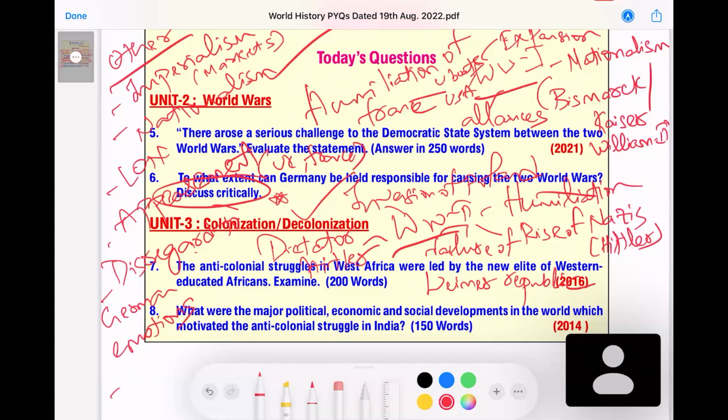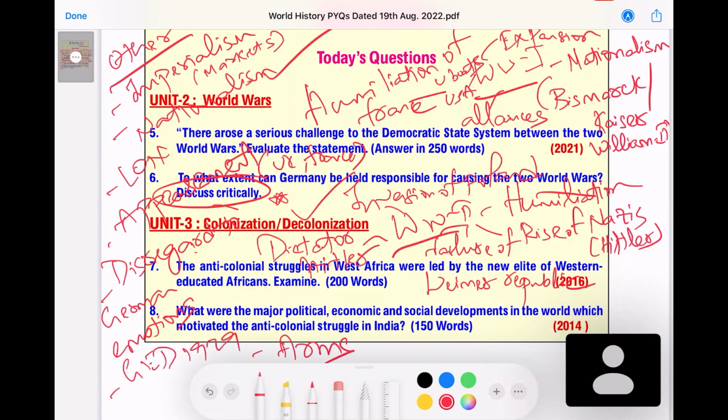Then too much focus, and then the Great Economic Depression of 1929. And then focus on arms. All these are the reasons for the world wars.